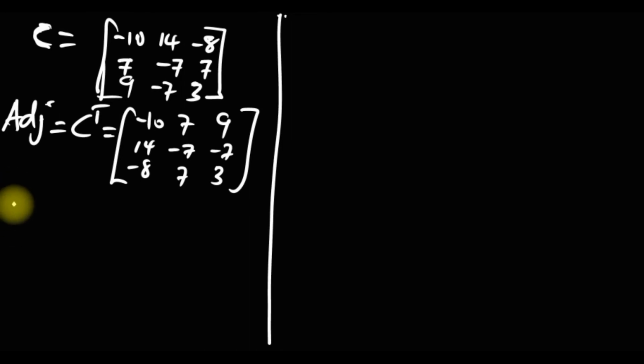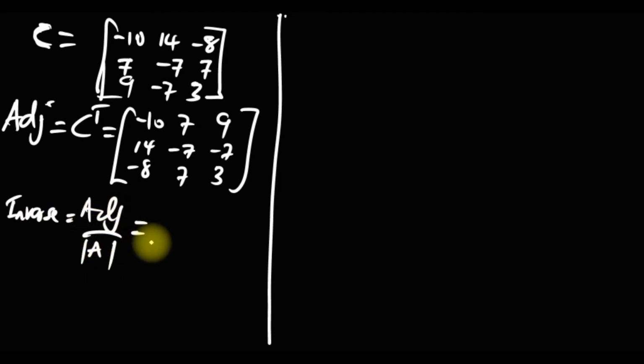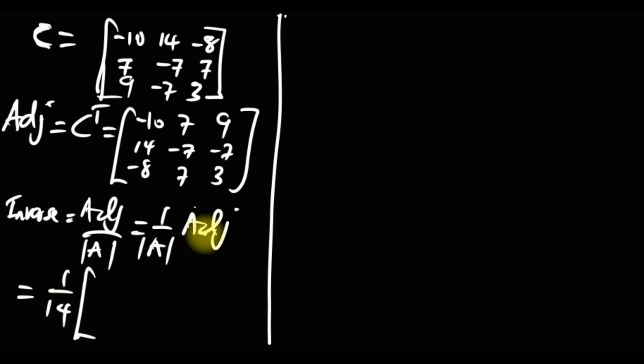So the inverse we are looking for is now what? The adjoint over the determinant. Our determinant is 14. So we can write this as 1 over the determinant times the adjoint. So we have 1 over 14 times our adjoint, which is minus 10, 7, 9, 14, minus 7, minus 7, minus 8, 7, 3.